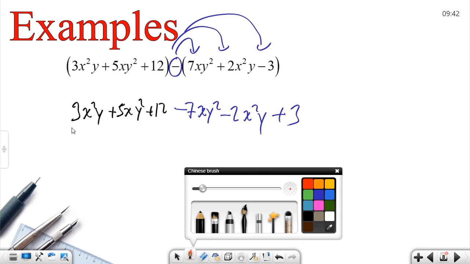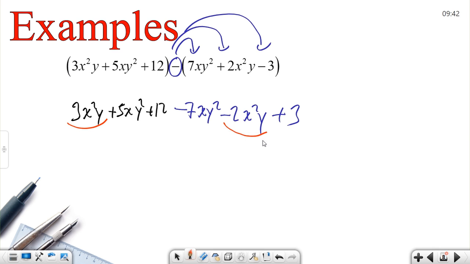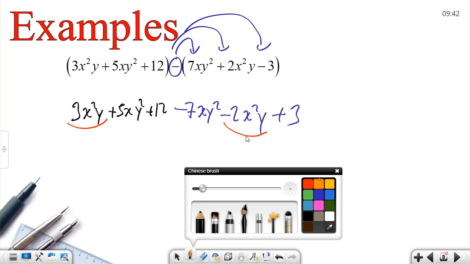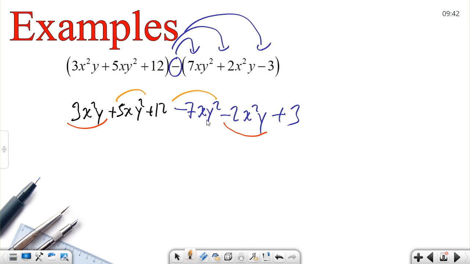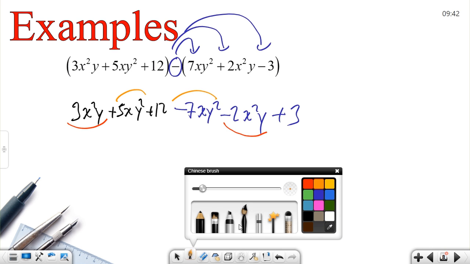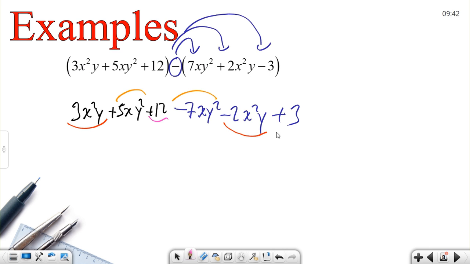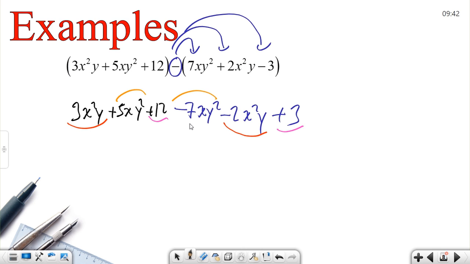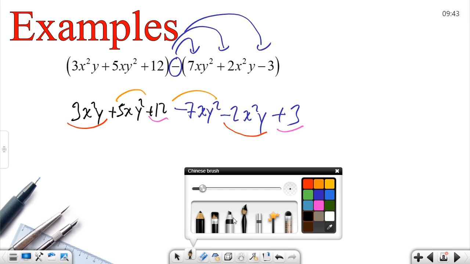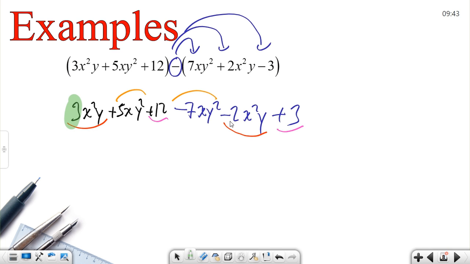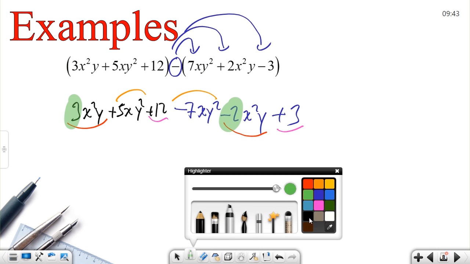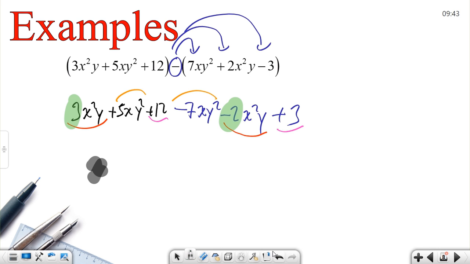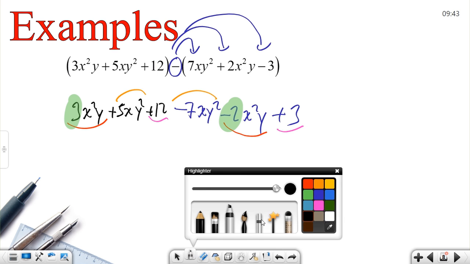Let's decide the like terms. 3x squared y minus 2x squared y is the first like term. And 5xy squared minus 7xy squared is the second like term. And plus 12 and plus 3, they are the constants. Let's combine them now. Red one and red one: 3 and minus 2. As you see, coefficient is 3, coefficient is negative 2. 3 minus 2 is 1.